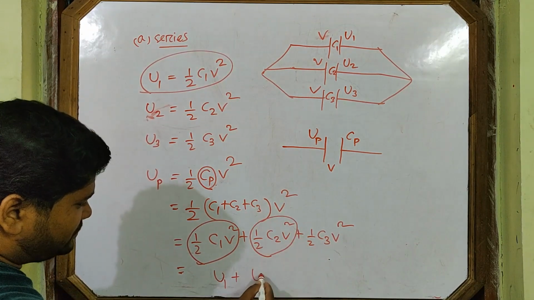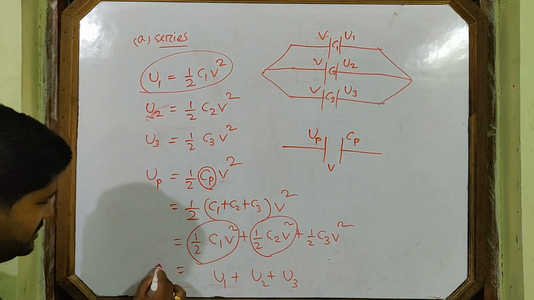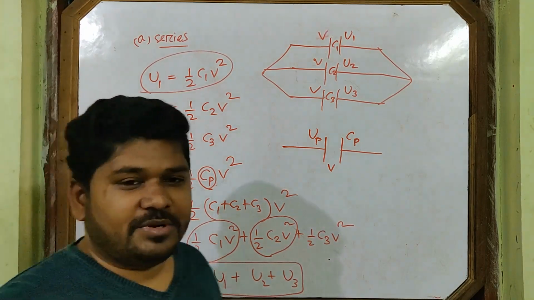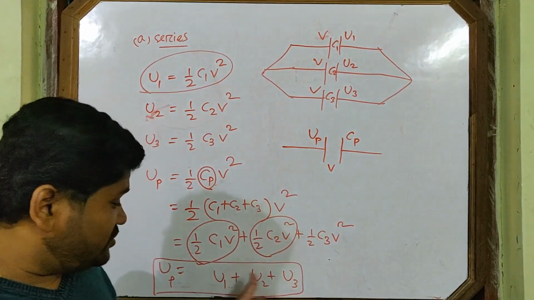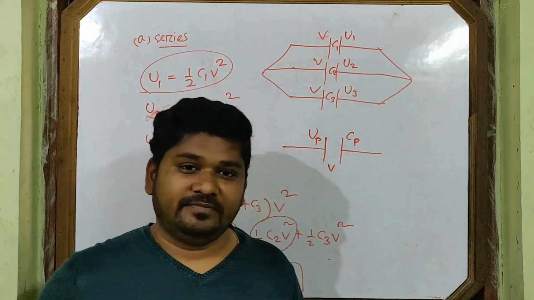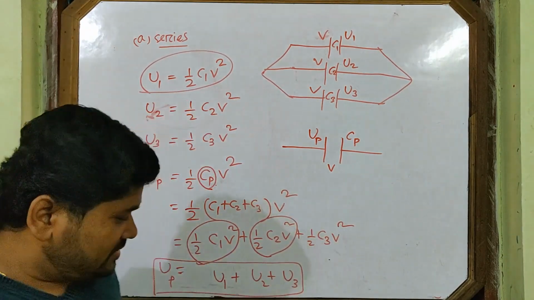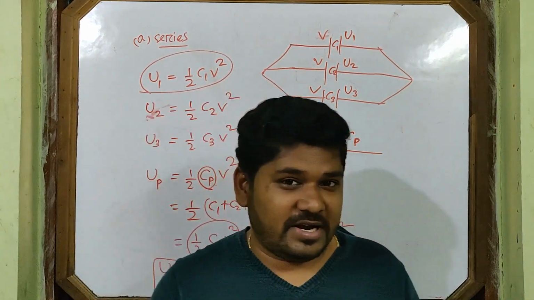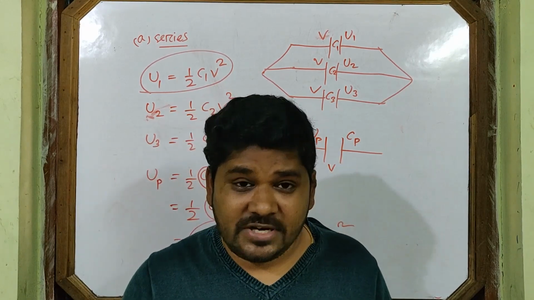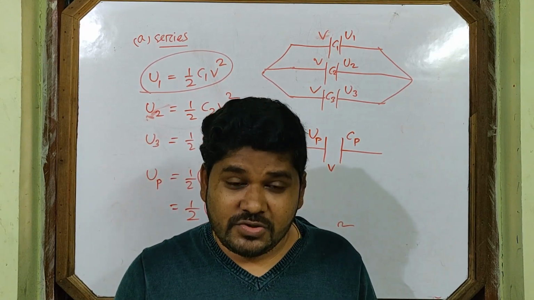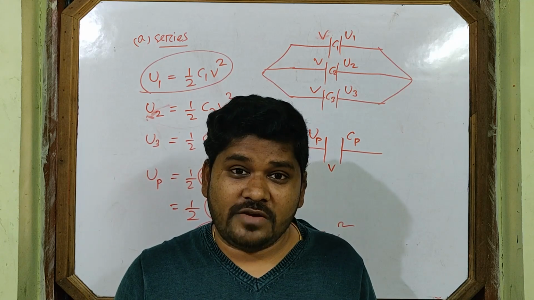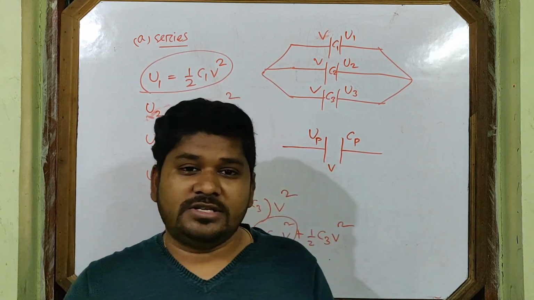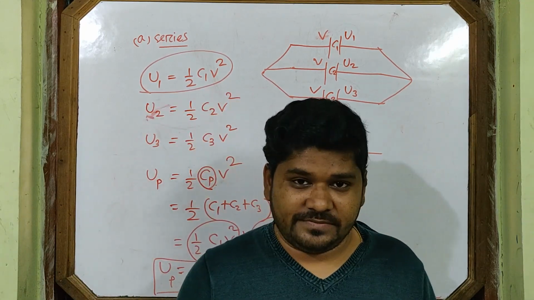What is this? U2. What is this? U3. So this is the effective capacitance in parallel combination. This is the total energy stored in parallel combination. Understand what happened? Irrespective of the combination, this line is now important, you can write: irrespective of the combination, total energy stored is equal to the sum of energy stored in the individual capacitors. Connection may be series, may be parallel, but total energy is equal to the sum of energy stored in the capacitors.